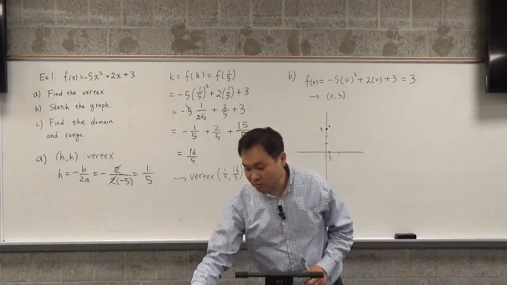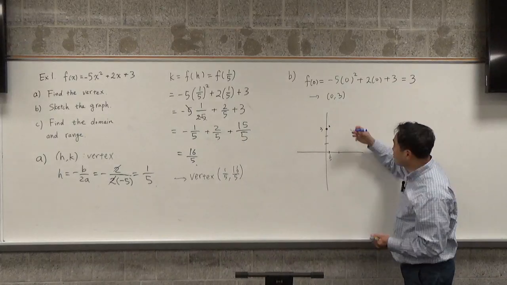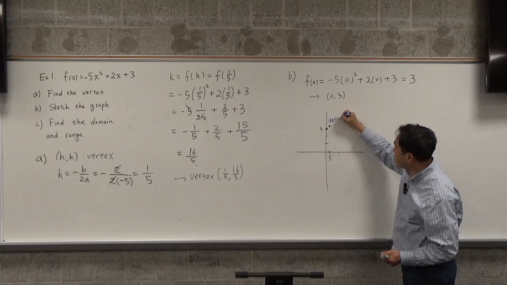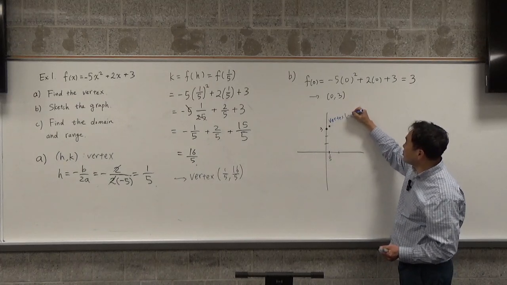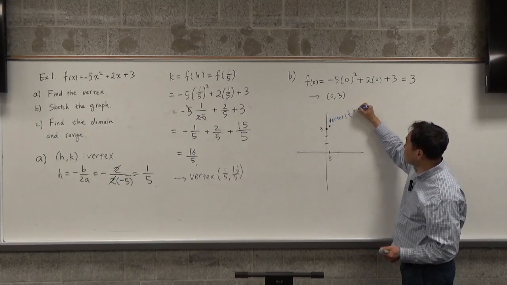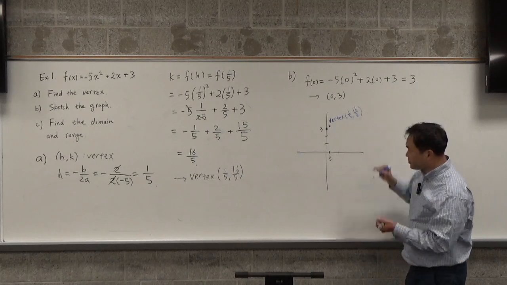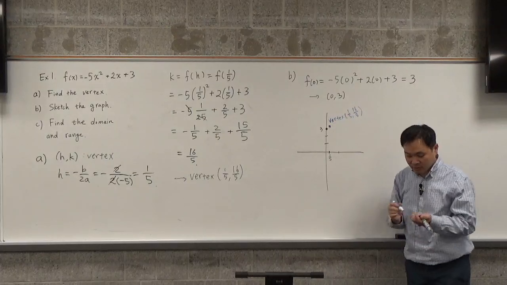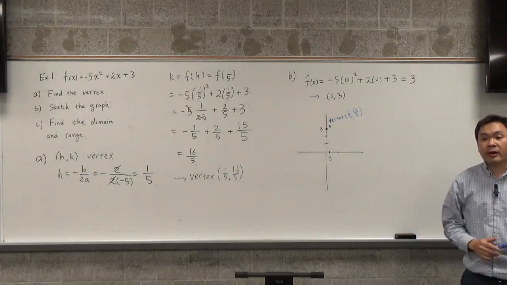Maybe I should use a different color. Right here is the vertex, which is 1/5, comma 16 over 5. So that point right here is the vertex. Okay.